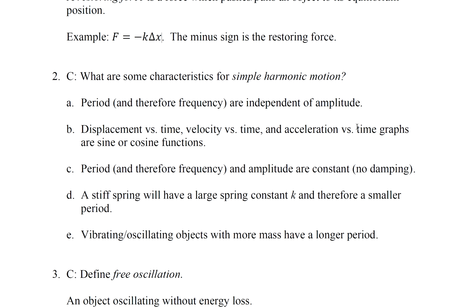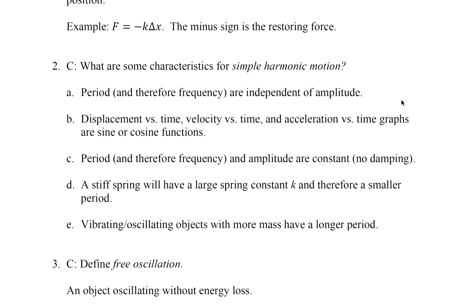Question 2. What are some characteristics of simple harmonic motion? Period and frequency are both independent of amplitude. Displacement versus time, velocity versus time, and acceleration versus time graphs are sine or cosine functions. Period, and therefore frequency, and amplitude are constant, meaning no damping. A stiff spring will have a large spring constant k and therefore a smaller period. Vibrating or oscillating objects with more mass have a longer period.